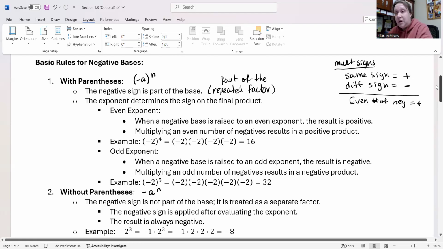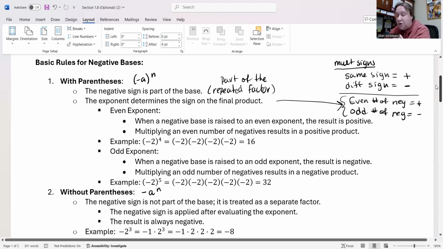So again, if you have an even number of negatives, all of those negatives pair up to become positive. But if you have an odd number of negative signs, you're always going to get a negative product, because all of the negatives pair up except for one, and that one negative makes the whole product negative. So that's what's going to be happening here when we have a negative base that is inside parentheses. The negative sign is part of the base. That means it's part of the repeated factor, okay? In this case, the exponent determines the sign on the final product, and we're going to go right back to this stuff right here.